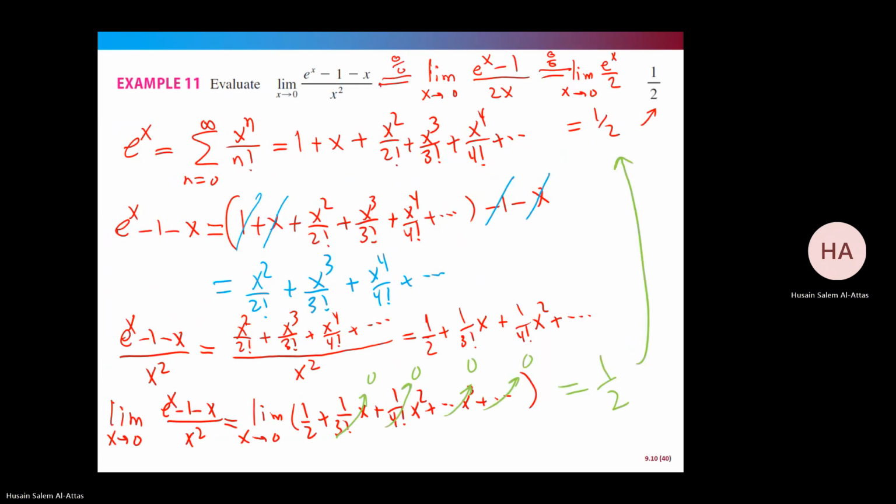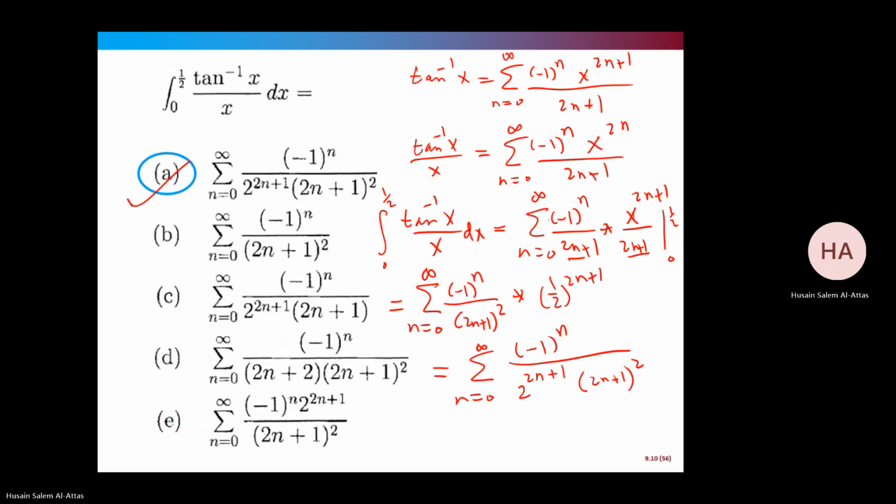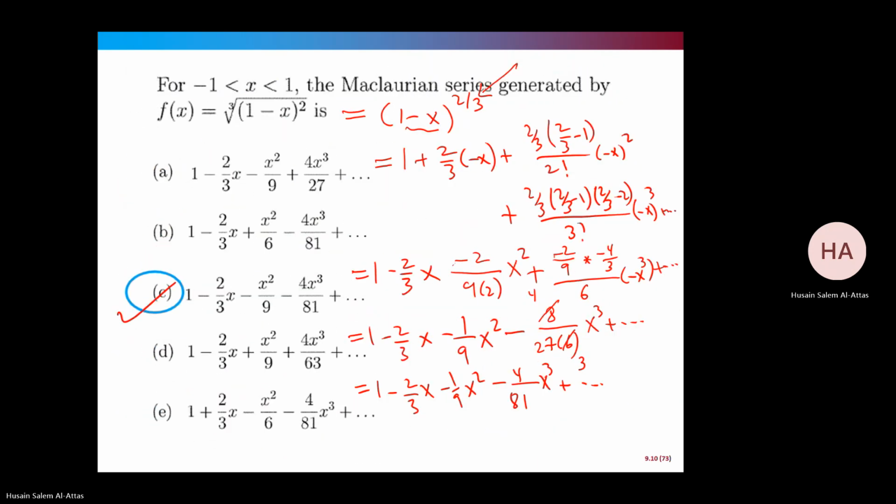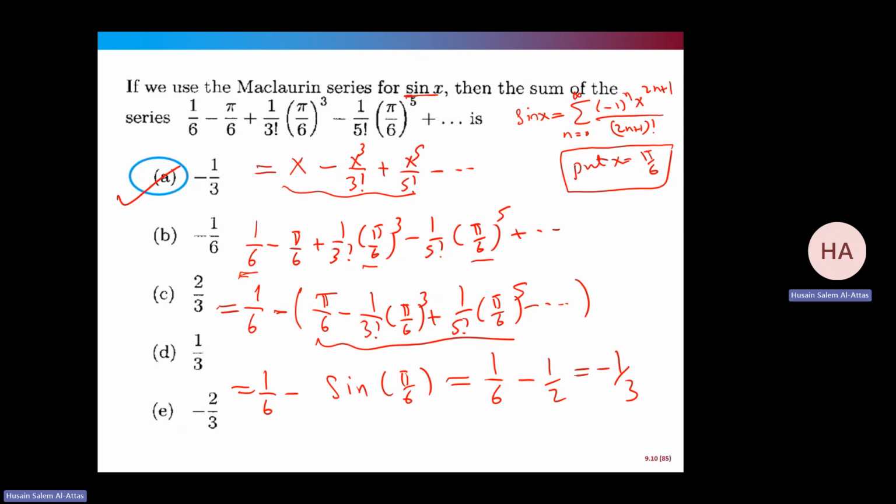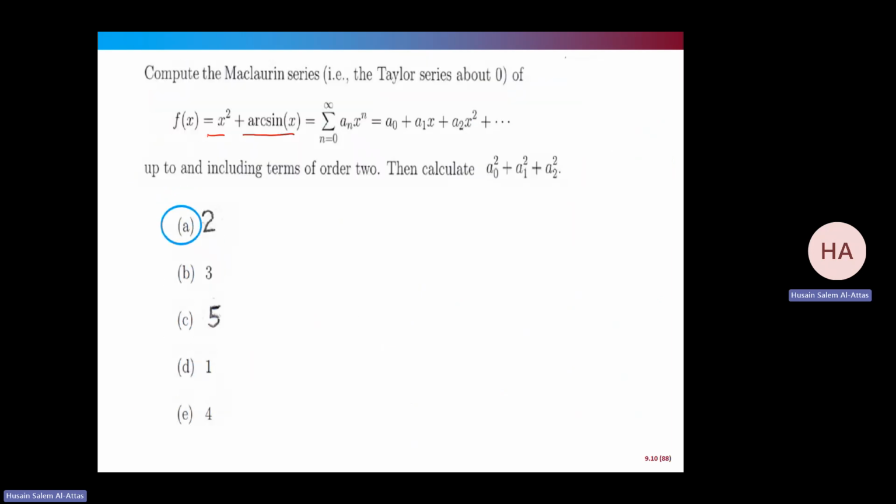So arc sine of x is x plus x cubed over 2 times 3 plus the rest. I care only about x squared. Okay. Now x squared plus arc sine of x. It means I need to add x squared to this, so I have x plus x squared plus something.